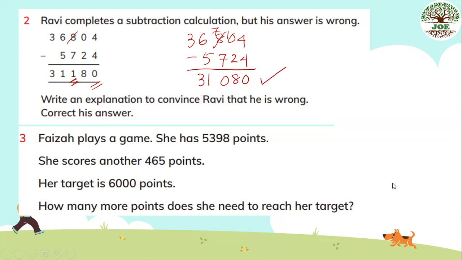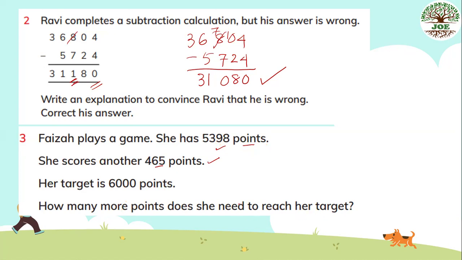Number 3, Fraser plays a game. She has 5,398 points. She scored another 465 points. So her total points are this one and this one. Her target is 6,000 points. So how many more points does she need to reach her target?